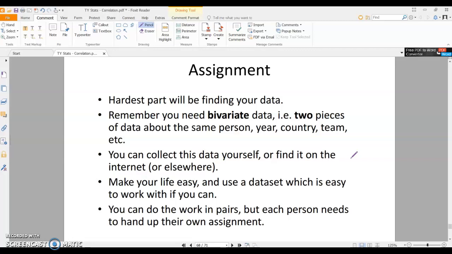Again, when doing it in class, I would have said people can do it in pairs, but each person needs to write up and hand up their own assignment. On this occasion, I'm going to say each person needs to do their own assignment. So don't work in pairs on this one.